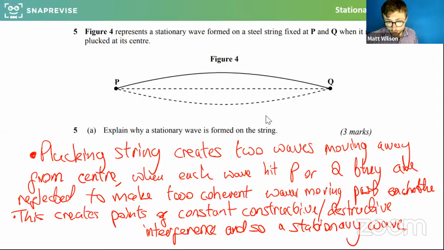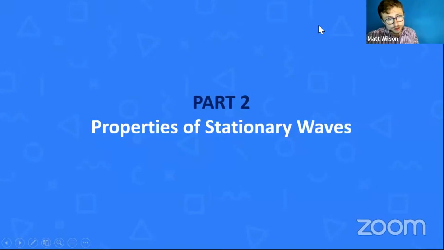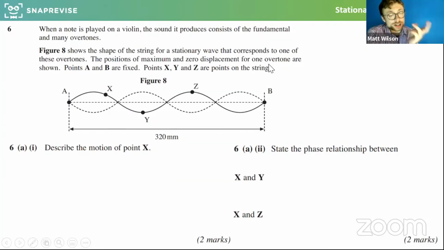Okay, good. Let's have a go at another question. When a note is played on a violin, the sound it produces consists of the fundamental and many overtones. Exactly what that means we'll see in the next section of this session. Figure 8 shows the shape of a string for a stationary wave that corresponds to one of those overtones. The positions of maximum and zero displacement for one overtone are shown. Points A and B are fixed. Points X, Y, and Z are points on the string.